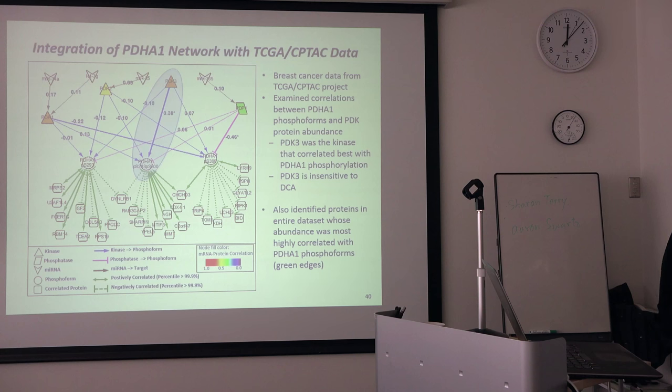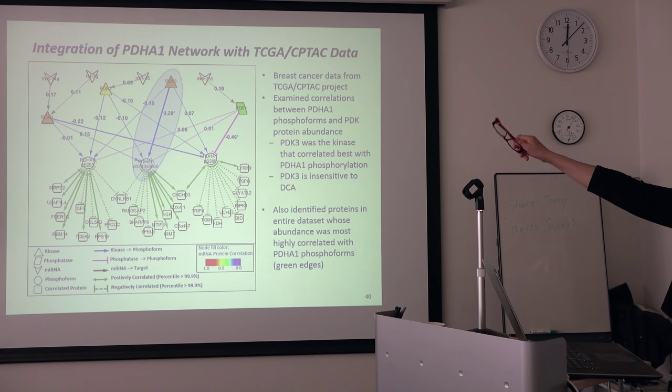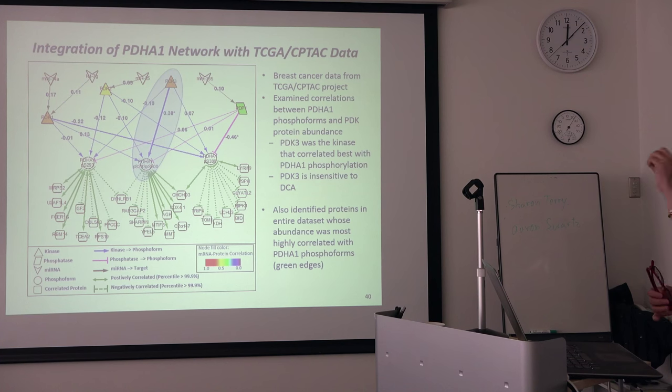And then what we can do is take the expression data from TCGA and CPTAC and overlay it onto the knowledge map and try to find whether there are correlations between the expression level of those kinases that work on the PDHA1. And so we can do a bunch of statistics and label the expression level onto the nodes. The nodes there include the kinases and the phosphatases. We can also, through this kind of expression data, try to identify additional nodes that connect with those phosphorylated proteins due to their highly correlated expression levels.